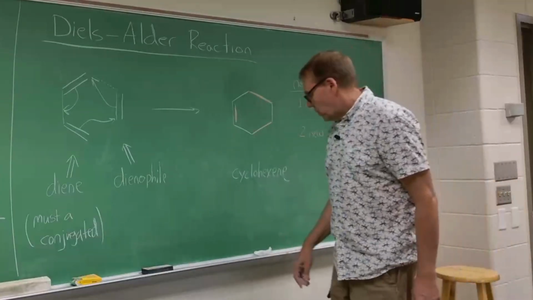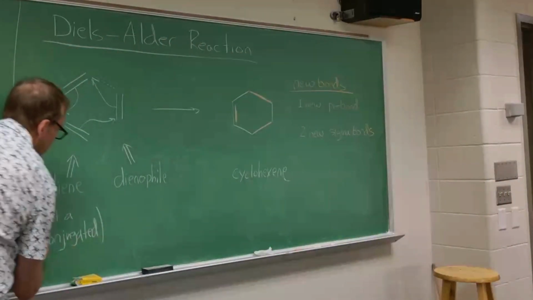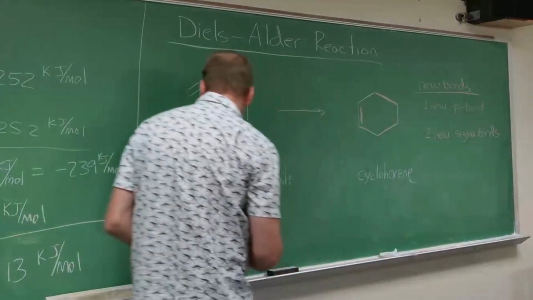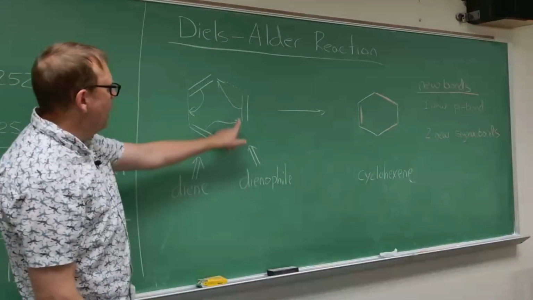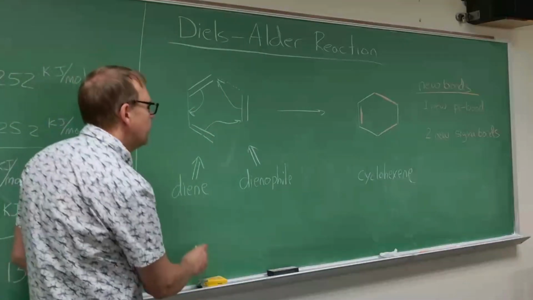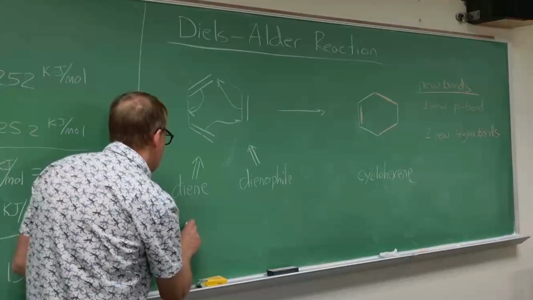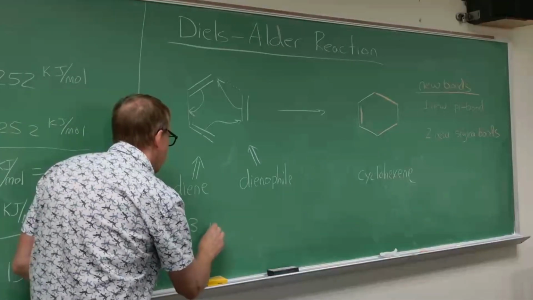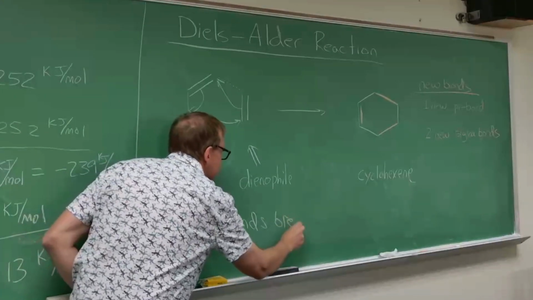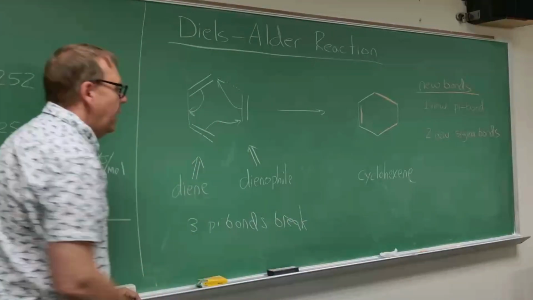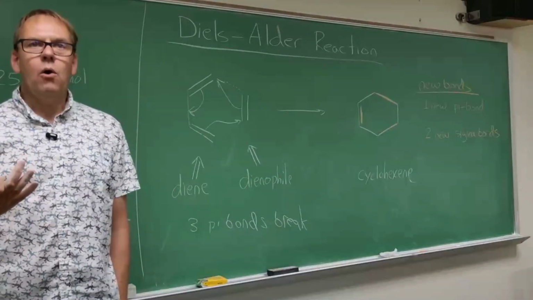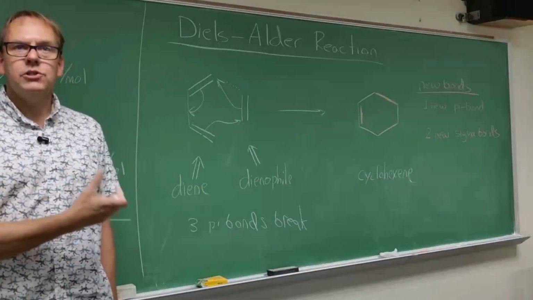Over here, let's keep track of what broke. We're breaking a pi bond here, a pi bond here, and a pi bond there. So we're breaking 3 pi bonds. So 3 pi bonds break. And the reason that matters is that now we can do a little bit of estimating as to how this reaction is going to shake out energetically.